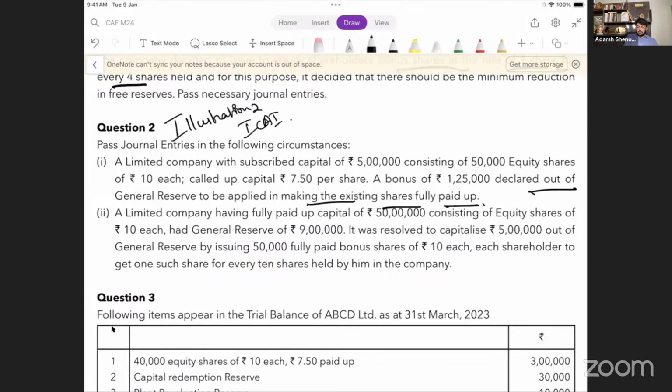A limited company with a subscribed capital of 5 lakh consisting of 50,000 equity shares of rupees 10 each. Called up capital is 7.5. So 10 rupees is the face value of the share, but so far it's partly called up. Only 7.5 is called up. 2.5 is yet to be called up. A bonus of 1,25,000 declared out of general reserve to be applied in making the existing shares fully paid up.